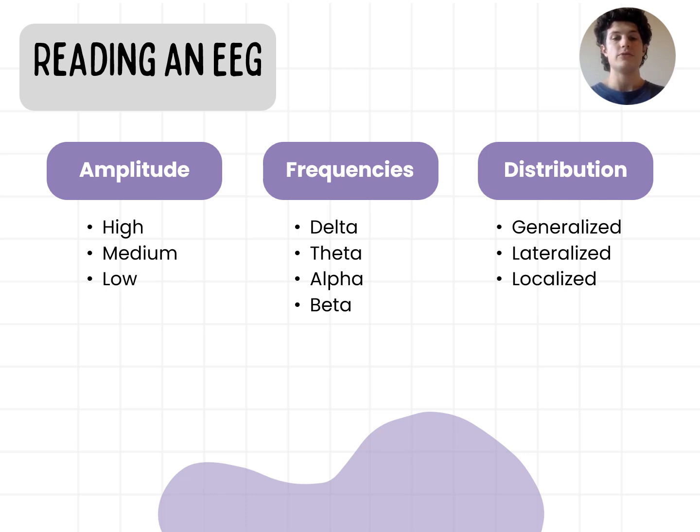For localized distribution, it's referring to a specific spot on your head. So only one electrode will be producing this signal. However, you'll see it multiple times because the electrodes are paired up with other electrodes multiple times.